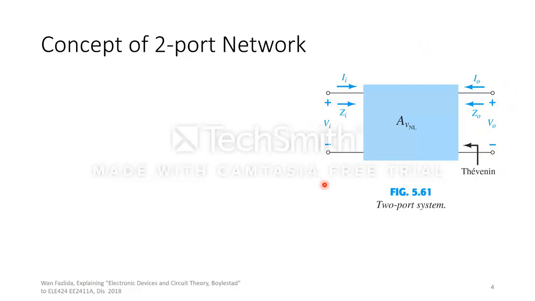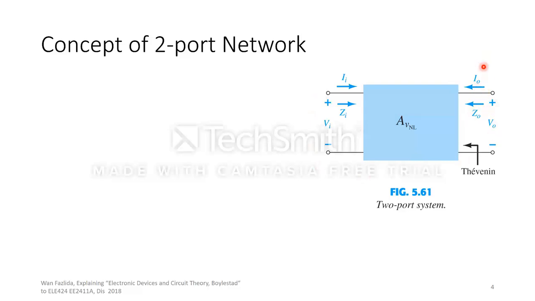At the input port, there is input current, Iin, and input voltage, Vin. The polarity of the input current is such that it is positive going into the top terminal, and Vin is positive at the top terminal with respect to the bottom terminal. The input impedance is defined as the impedance seen through this input terminal. And the output port consists of IO, ZO, and VO.